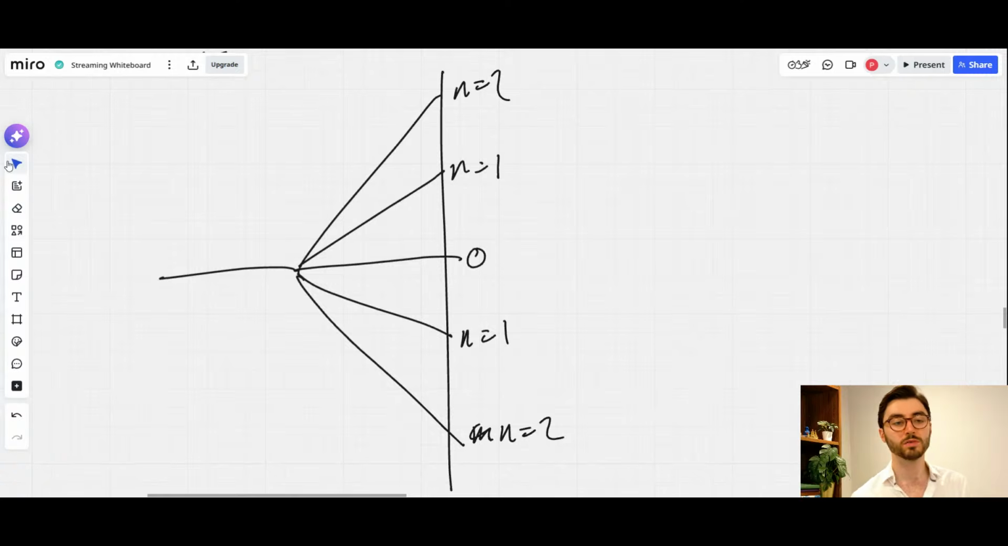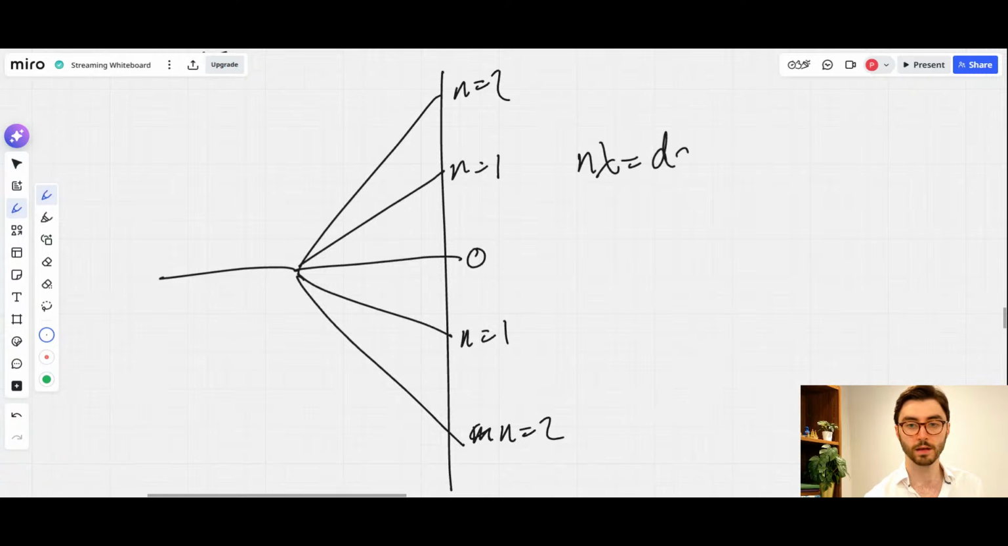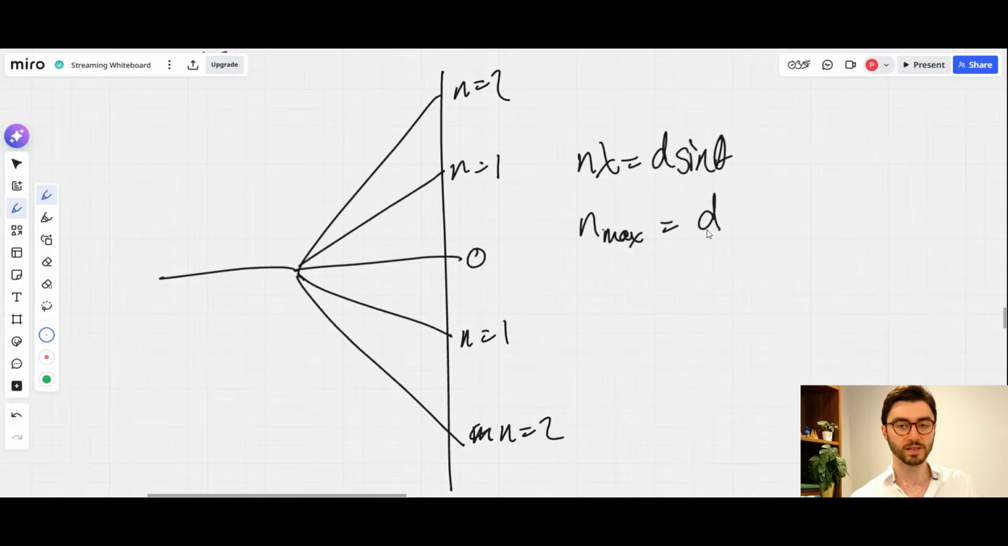And what you can also do with this equation, n lambda equals d sine theta, is find the maximum order fringe that you can get, because the biggest that theta can get is obviously 90 degrees. So n max would be equal to d over lambda when sine theta is equal to 1. So this would give you the maximum order of the beam that you would be able to see.